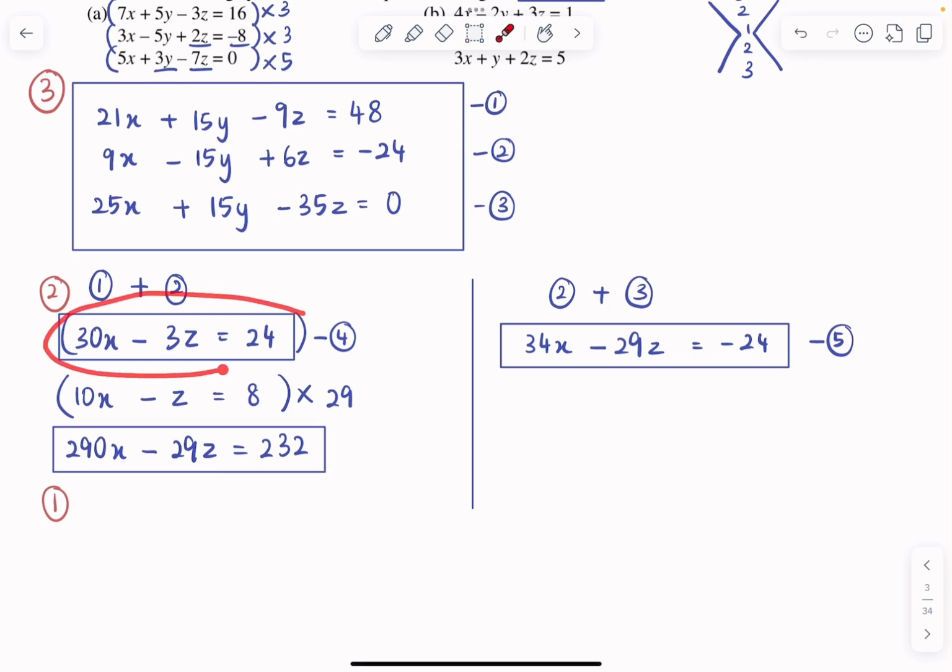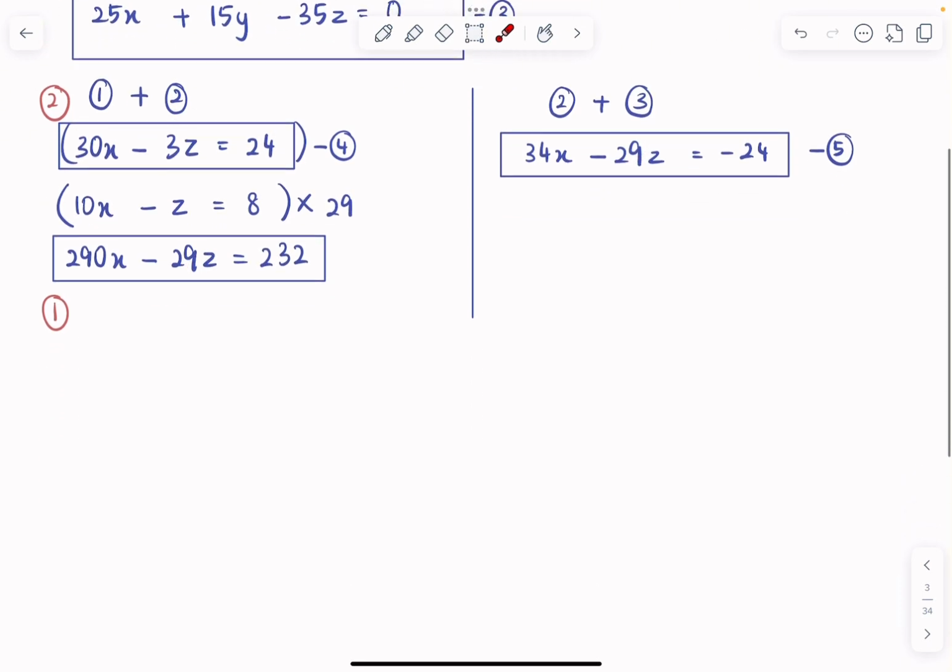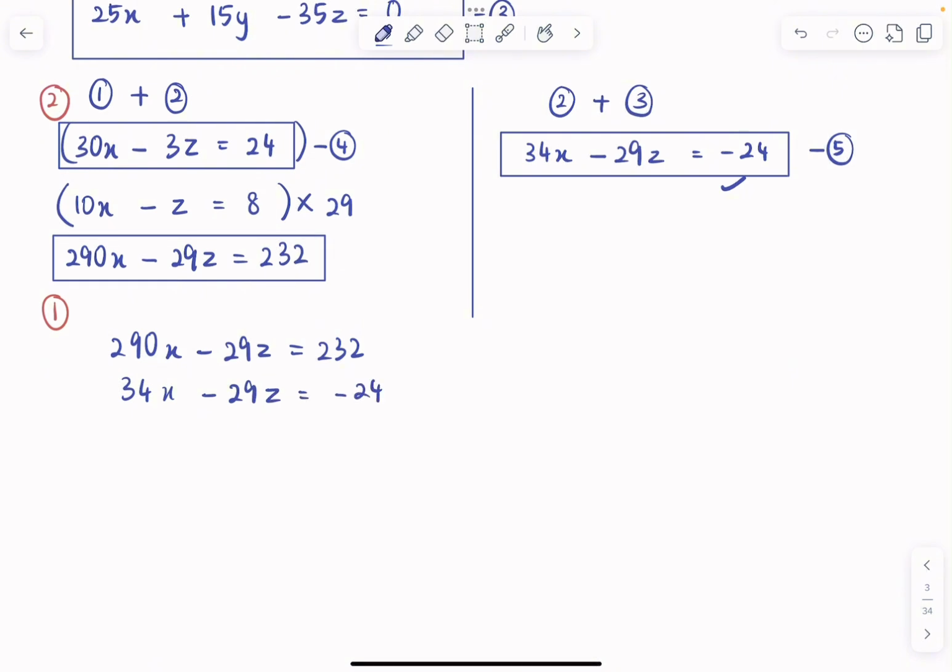So this equation is our modified equation number 4. This is the equation, but we divided it by 10, then we multiplied by 29. Why we did this? So that we can eliminate the z. So let's look at the next step. You can write down the equations like 290x minus 29z is 232. Then this equation is 34x minus 29z is negative 24.